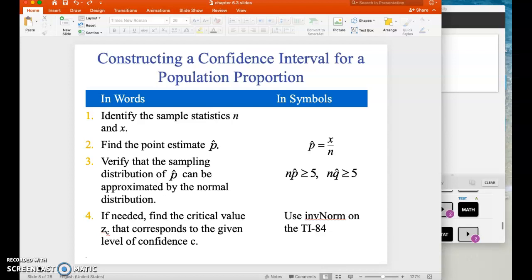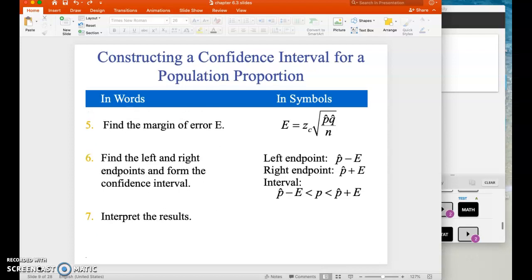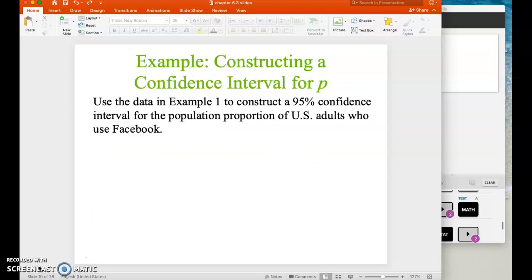Step 4, if we need to, we'll find the critical value Z sub C by using the inverse norm function on our calculator. Step 5, we'll find the margin of error using the formula, and we'll use that margin of error in step 6 to find the left and right endpoints and form the confidence interval. Step 7 is to interpret the results of that confidence interval. Let's look at an example.